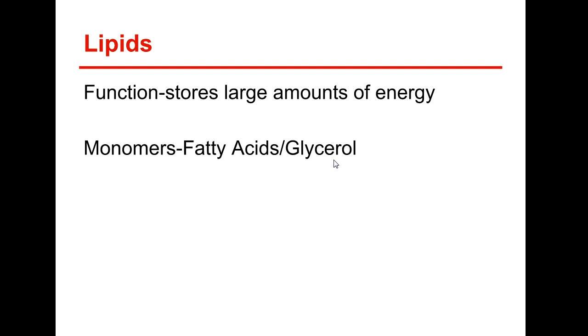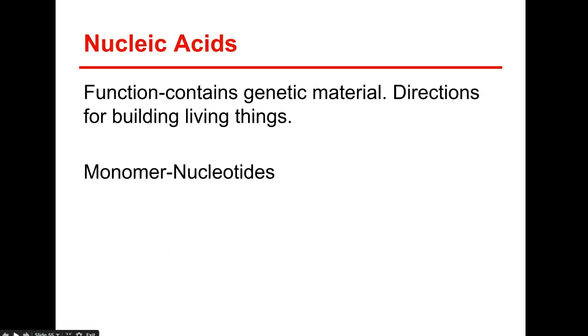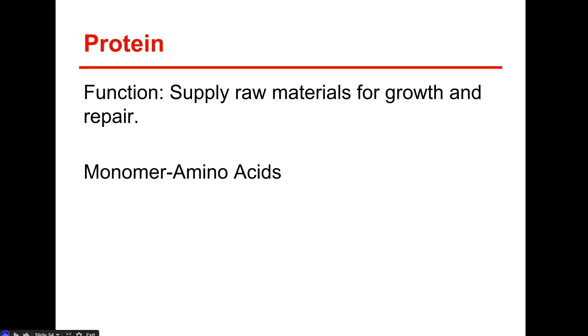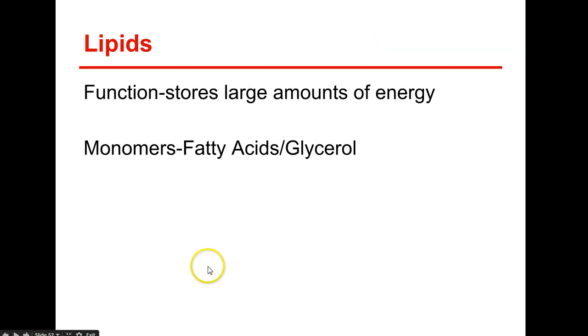Think about when we have fat in our body. We all have fat in our body, that layer between our skin and our muscle. It's there to store extra energy. So when we take in extra food and we can't process it, where do we store it? Our body stores it as lipids or fats, saving it up for a rainy day. And the monomers that make that up are called fatty acids and glycerol. So that's my polymer, that's my monomer.